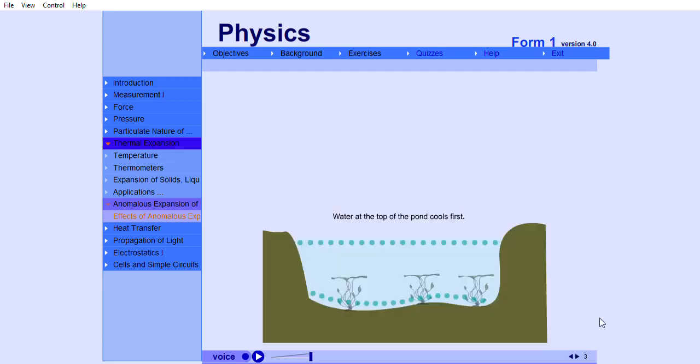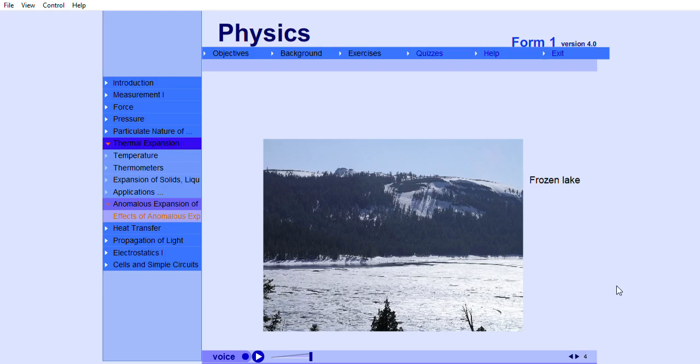The following animation illustrates the process by which a lake freezes. Observe the movement of particles, leading to formation of ice at the surface. Study the photograph of the frozen lake.